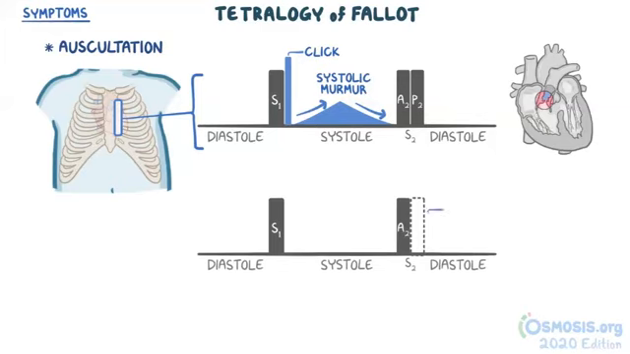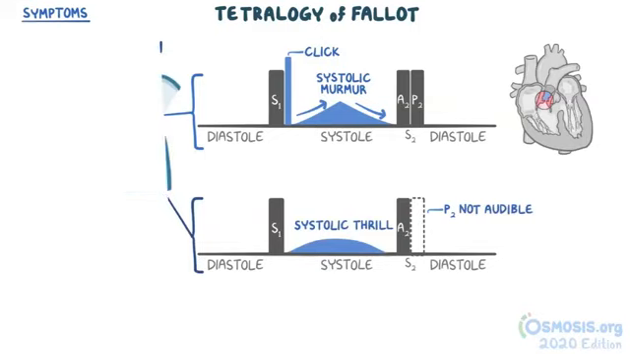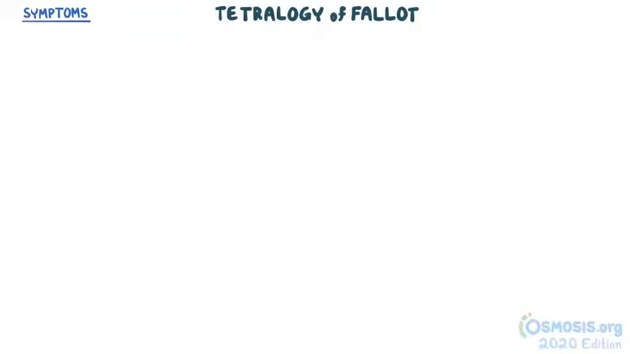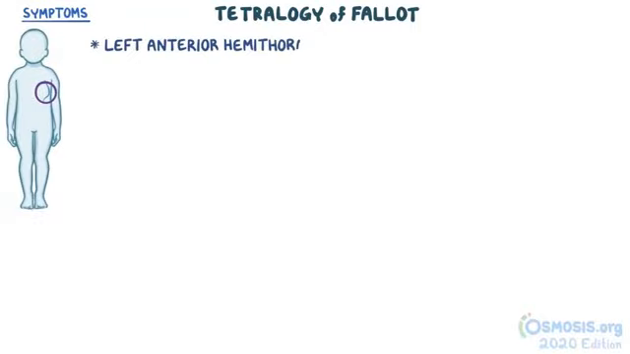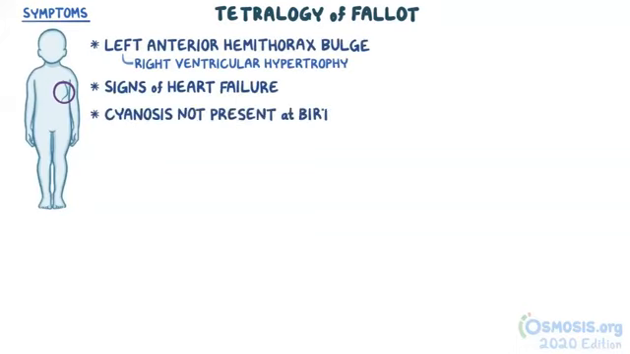In some cases, the P2 sounds might not be audible, and a systolic thrill may be felt along the left sternal border in the 3rd and 4th parasternal spaces. Over time, individuals might have a left anterior hemithorax bulge due to right ventricular hypertrophy and signs of heart failure. Often, cyanosis is not present at birth, but it occurs later in the first year of life.